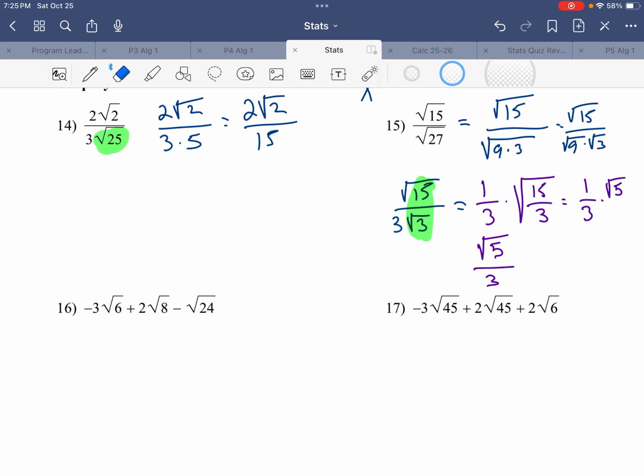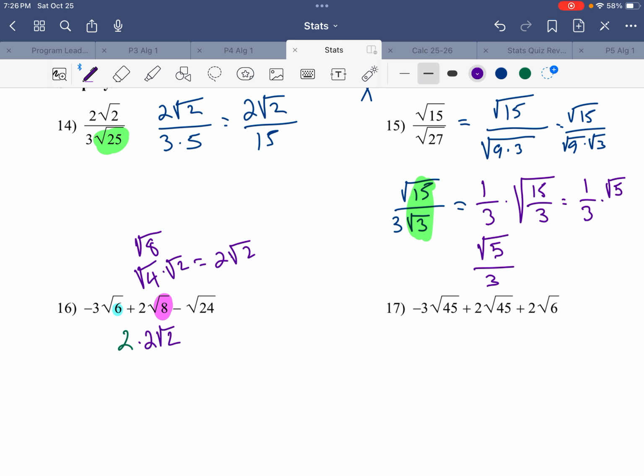So for the square root of 6, this can't be simplified anymore. But for the square root of 8, I can simplify the square root of 8 as the square root of 4 times the square root of 2, or 2 times the square root of 2. So if I have the original 2 on the outside, and I'm multiplying by 2 square root 2, this looks like 4 square root 2 for 2 square root 8.